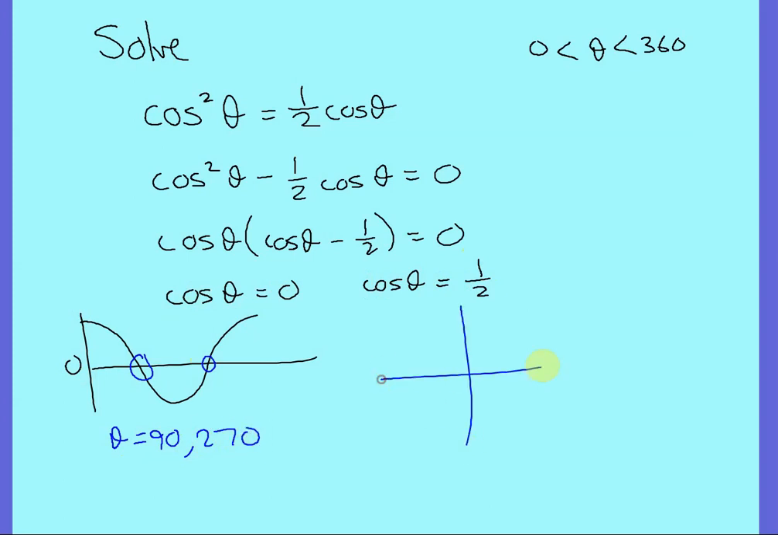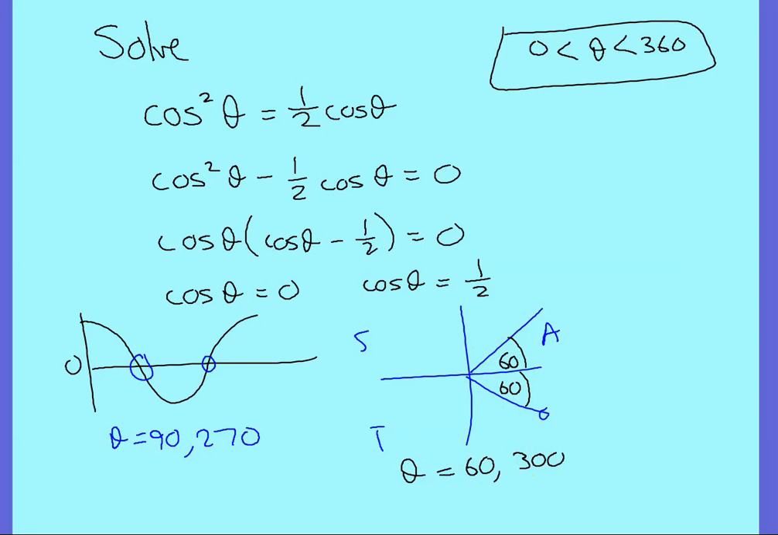For this one we're going to draw a CAST. It's positive here and here. So let's work out what that angle is, and that's 60. So we're going to get it to be 60 and 300 when we go round for this range here.